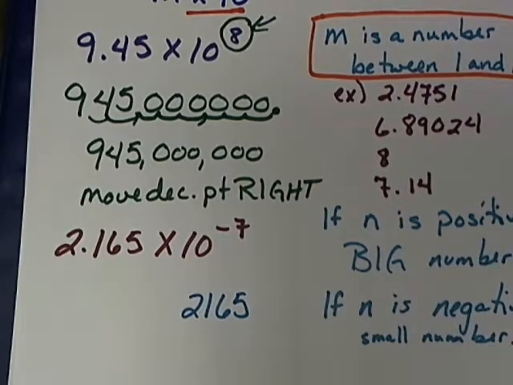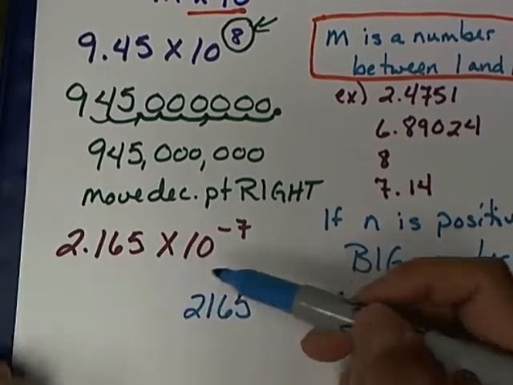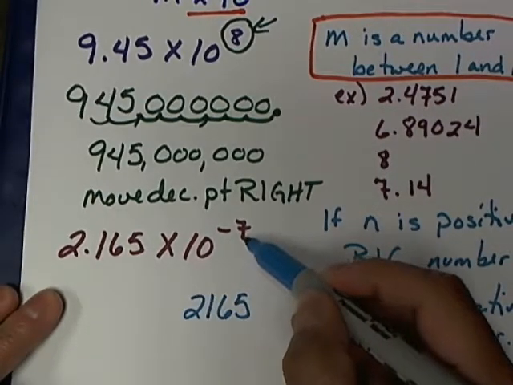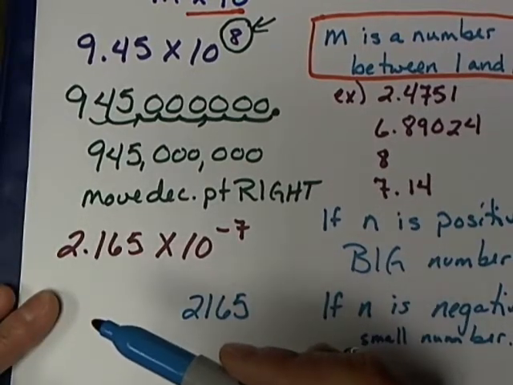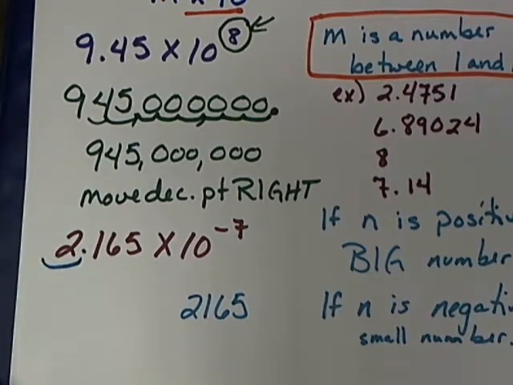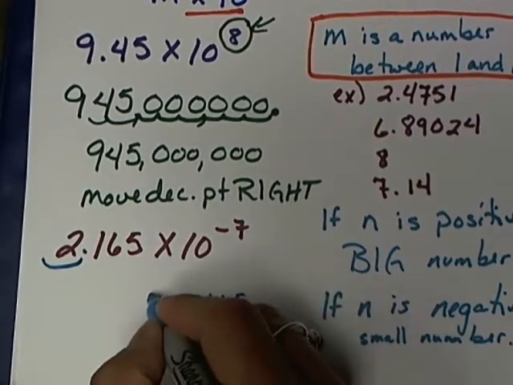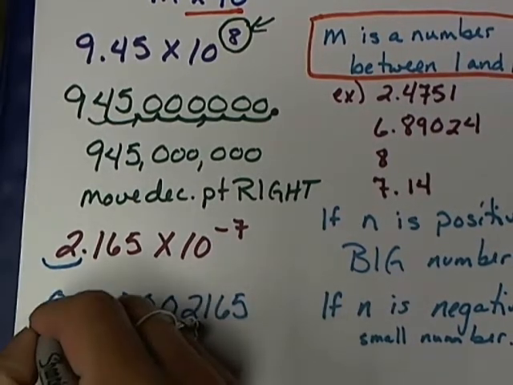So all of those digits don't change. But then I move it over. Now when you're moving it this direction, it's going to be 7 spots, negative, so we're making it smaller, so we're going to move it to the left instead of the right. The first spot moves us in front, and now I have 6 more, so that's how many zeros go in front. 1, 2, 3, 4, 5, 6, and then your decimal point.